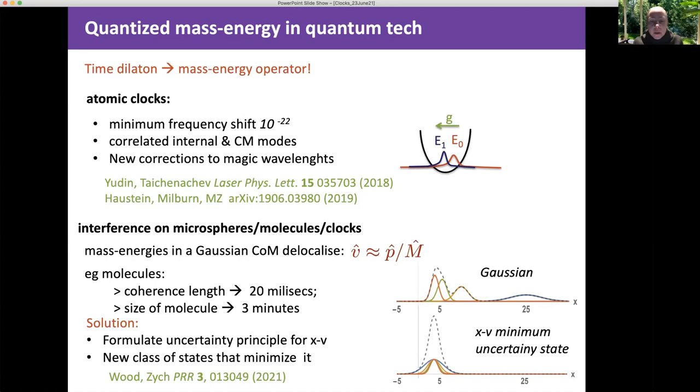And so for this, of course, one has to have the right uncertainty, and we formulated the uncertainty in position and velocity, and we found the right class of states. And I think apart from the inherent interest in a neat mathematics there, they might be of interest for experiments where one would really like to keep coherence of a system whose internal degrees of freedom cannot be frozen out, and then they might become relevant. And so with this, I'll finish.